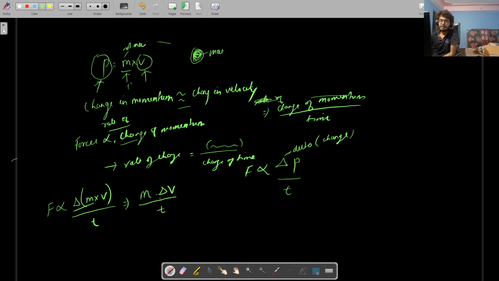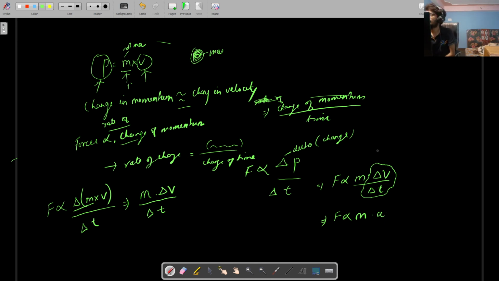time. Or we can just put delta t as well, no problem. Now we get a relation. F is directly proportional to m into delta v divided by delta t. Now this should ring a bell in your head. I think I've taught you in the previous classes. Change in velocity by time is nothing but the acceleration of a body. So whenever velocity is changing with respect to time, that is acceleration. So force is directly proportional to m into a.